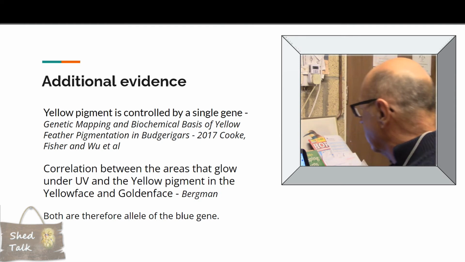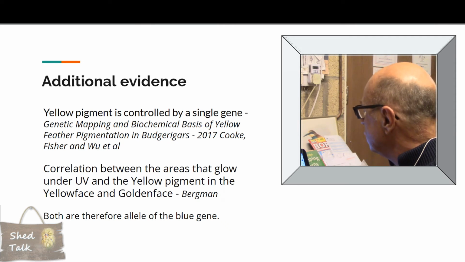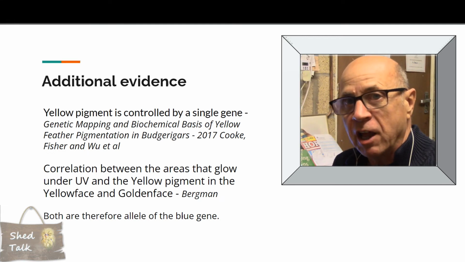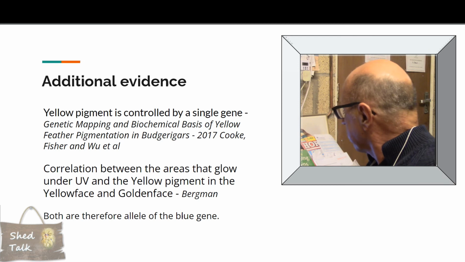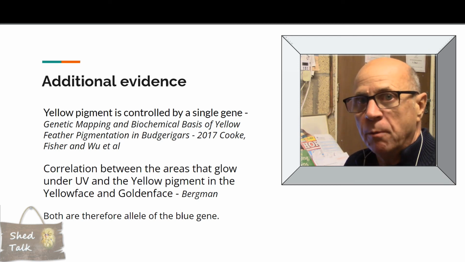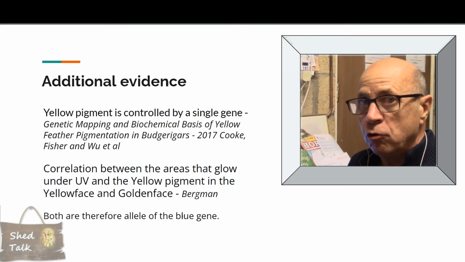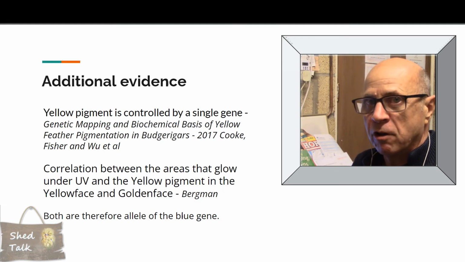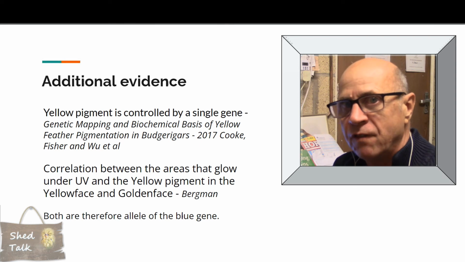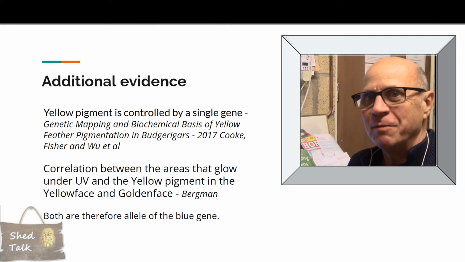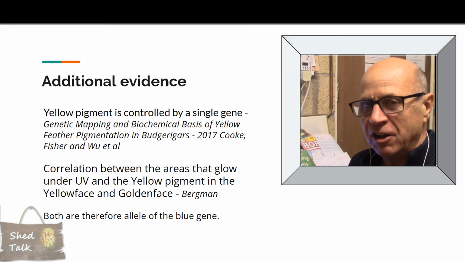The paper, in fact, I'll just read out the title. The paper is called "The Genetic Mapping of Biochemical Bases for Yellow Feathered Pigmentation in Budgerigars," and as I say, it's produced by Cook, Fisher and Wu and a number of other scientists. So you can find the paper online, so if you Google that particular title, you will be able to find that paper online. It is a very scientific paper, clearly produced for the scientific community, but if you read through it, you can get the gist of it and you begin to understand what they are saying.